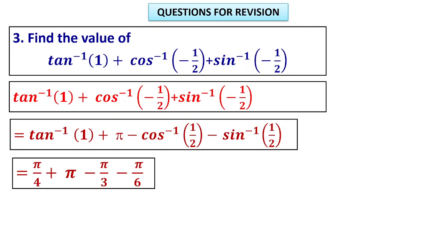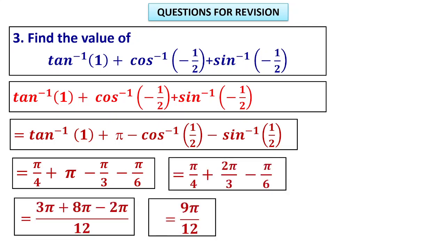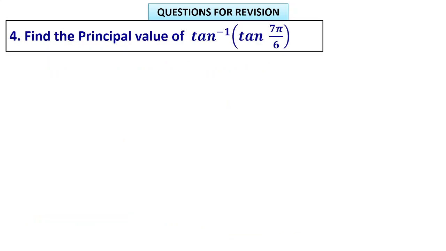Cos inverse 1 by 2 is pi by 3 because cos pi by 3 is equal to 1 by 2. Sin inverse 1 by 2 is equal to pi by 6 because sin pi by 6 is equal to 1 by 2. Now we are simplifying. The final answer you are getting is 9 pi by 12. Any number of problems you can do, but always remember, if you use the properties, obtaining the principal value will be very easy. Good. Let us go to the next question.